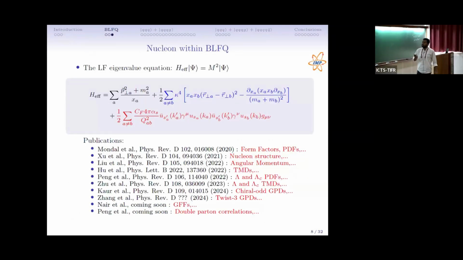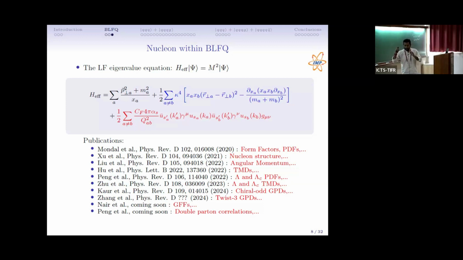Now I'm going to talk a little bit of history about the nucleon within BLFQ. It started in 2020. Initially we used just model parameters, some effective Hamiltonian, where we have a kinetic energy part and a confining potential. For the confinement in the transverse direction, we use the confining potential from light-front holography. In addition, we have some longitudinal confining potential, and kappa is the strength of the confining potential.